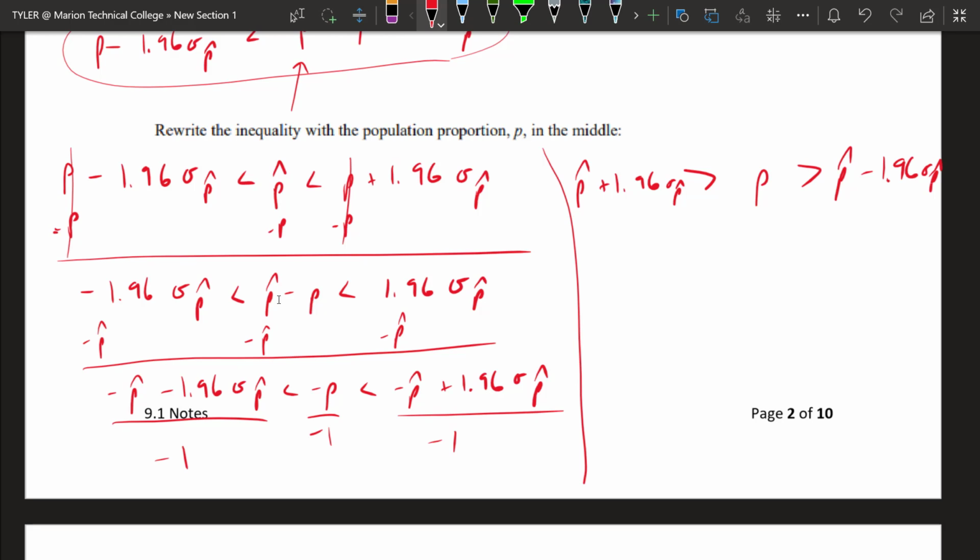So if you look at these, this value is going to be smaller, and this one is going to be bigger. Typically when we have an inequality, we like to write the smaller value first. So what I can do is flip this inequality around so that I write the smaller value first.